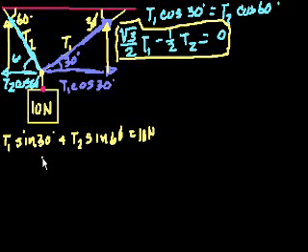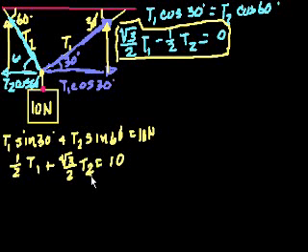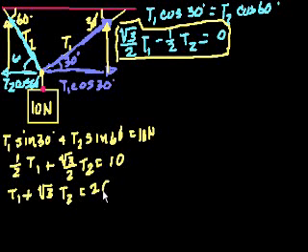So what's the sine of 30 degrees? The sine of 30 degrees is 1/2, so we get 1/2 T1 plus the sine of 60 degrees, which is square root of 3 over 2, square root of 3 over 2 T2, is equal to 10. And I don't like all these 2's and this 1/2 here. So let's multiply this whole equation by 2. So 2 times 1/2, that's 1. So you get T1 plus the square root of 3 T2 is equal to 2 times 10, which is 20.